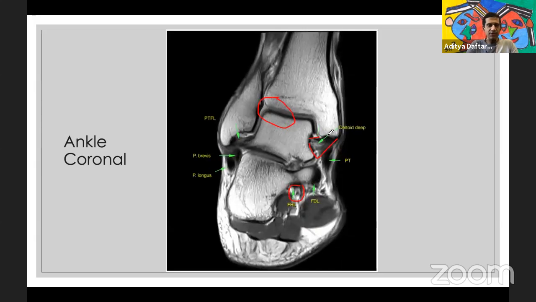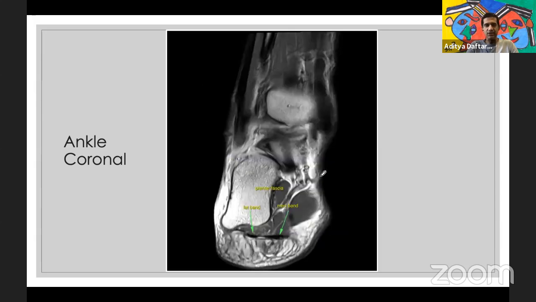As we keep going further back, we'll see the deltoid again, we'll see the peroneal tendons, we'll see the posterior talofibular ligament, and here you can see the flexor hallucis longus tendon running below the sustentaculum, and the flexor digitorum longus along with the posterior tibial tendon running along the sustentaculum.